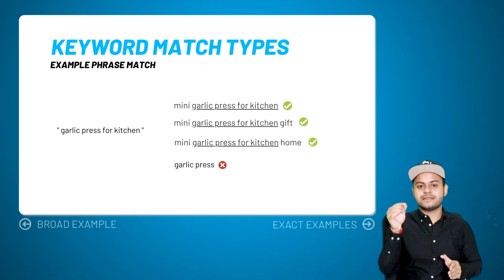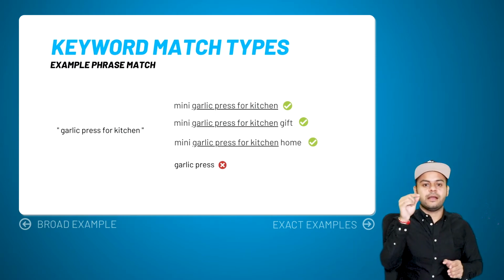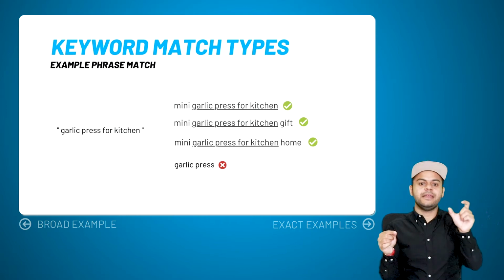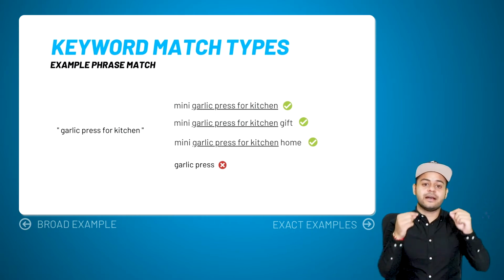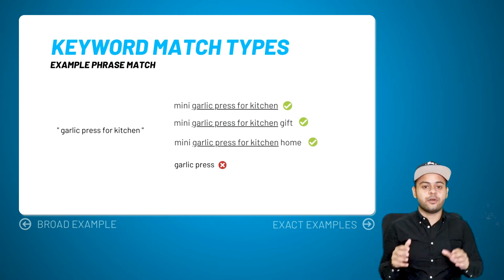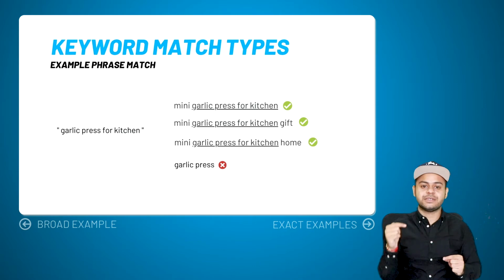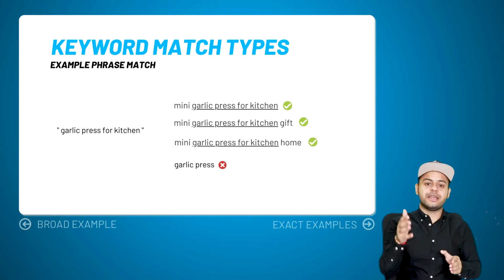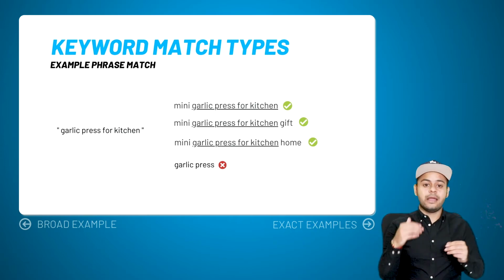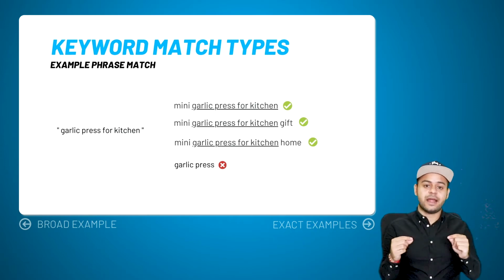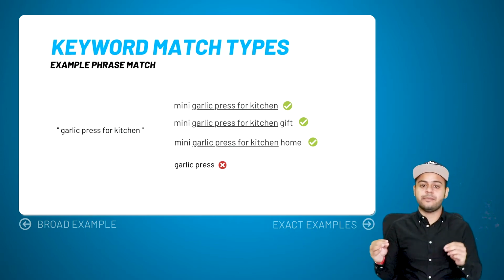As you can see, this contains the phrase garlic press for kitchen, and mini is basically a prefix that the customer used when they were searching for a garlic press. In this scenario, your ad will be shown. Similarly, your ad will also be shown when somebody searches for mini garlic press for kitchen gift or mini garlic press for kitchen home. I hope you can see the pattern and understand how the phrase match type works.